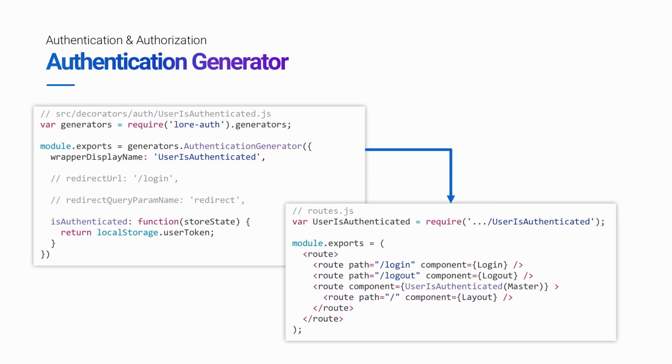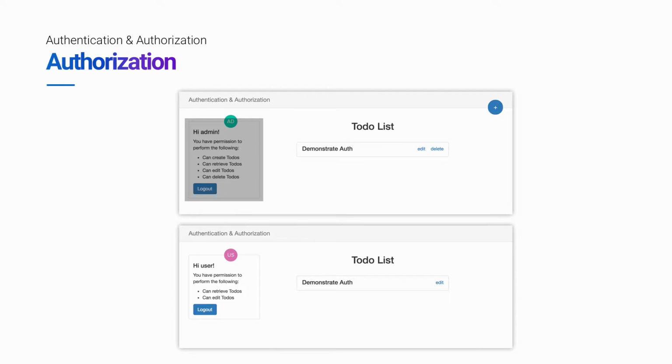To prevent unauthenticated access to your application, simply go into your routes file and wrap your application with the user_is_authenticated component you just created. Authorization works similarly, but has a different purpose. Here we can see 2 different users logged in. On the top, we have a user with administrative permissions who can create, edit, delete, and view to-dos. On the bottom, we have a user with fewer permissions who can only edit and view to-dos.